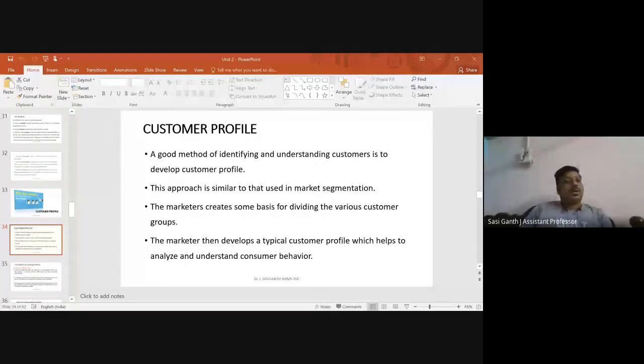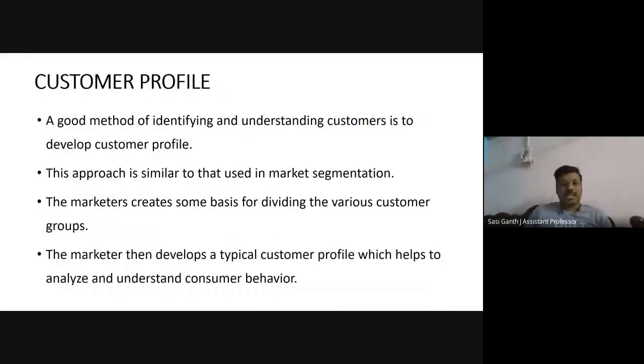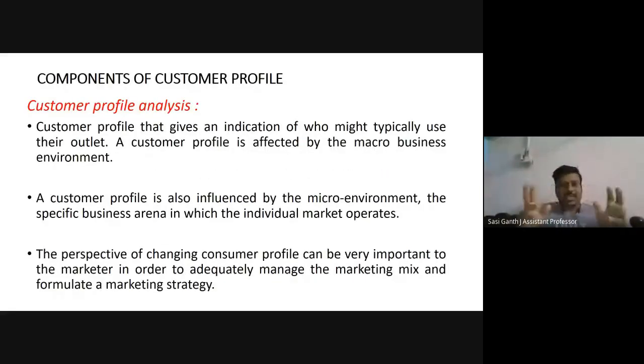So the marketer then develops a typical customer profile which helps to analyze and understand the customer behavior. So what are all the components when you look into customer profiling? So how do you analyze your profile? A profile that gives an indication of who might typically use their outlet. See, by seeing a customer, you can say whether he will buy or will not buy. If you find anybody there with their girlfriend, immediately you can find them. They just came into your outlet just to get some AC, air condition, where it will be hot outside. They'll just go around the shop and say hi and bye. So these type of people will not be a consumer for your products.